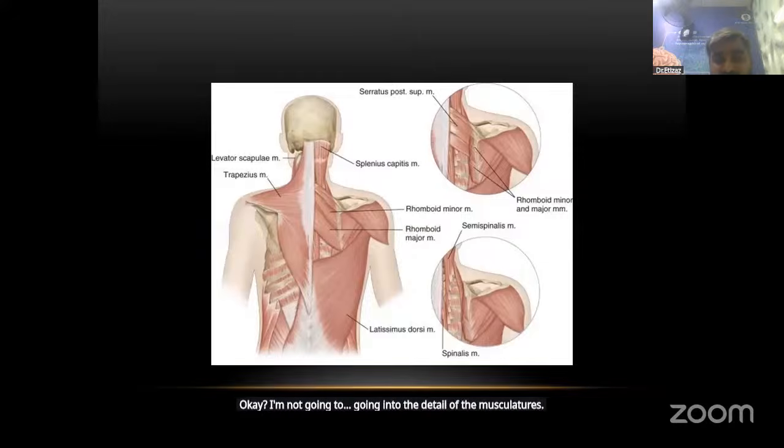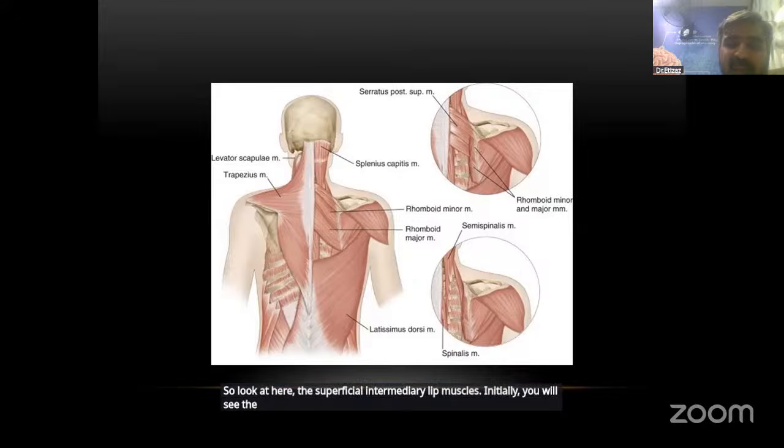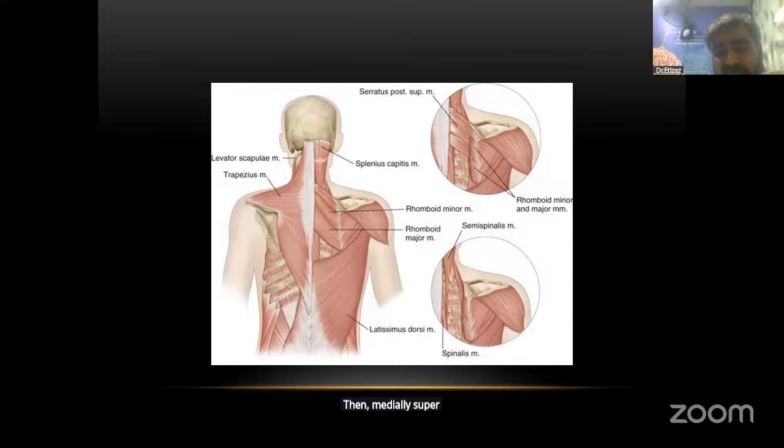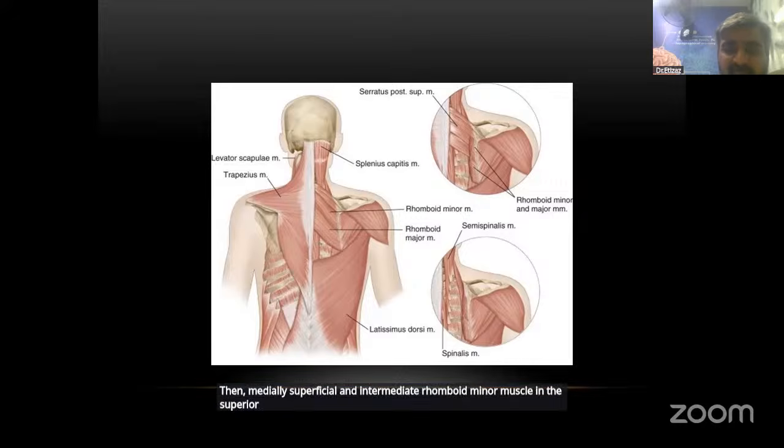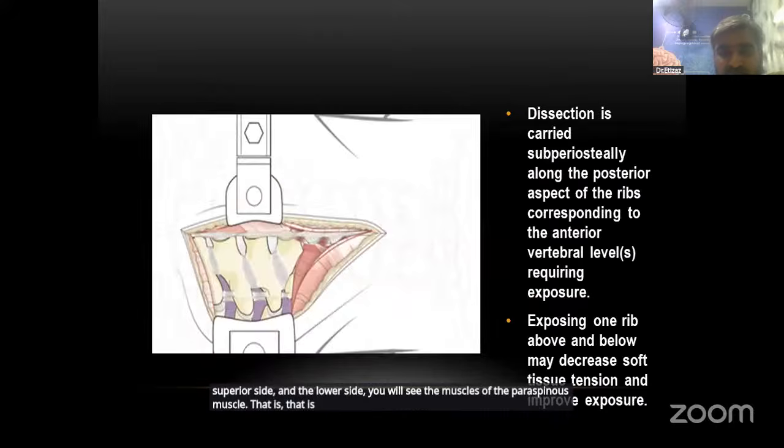So look at here, the superficial and intermediate limb muscles. Initially, you will see the trapezius muscle, then the latissimus dorsi muscle, then medially the superficial and intermediate rhomboid minor and major muscles on the superior side, and on the lower side you will see the paraspinal muscles. That is what you know.